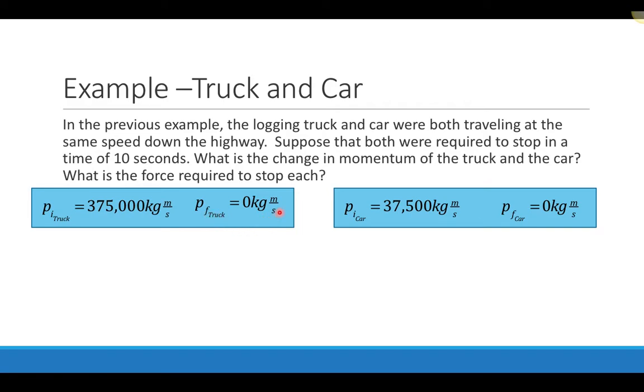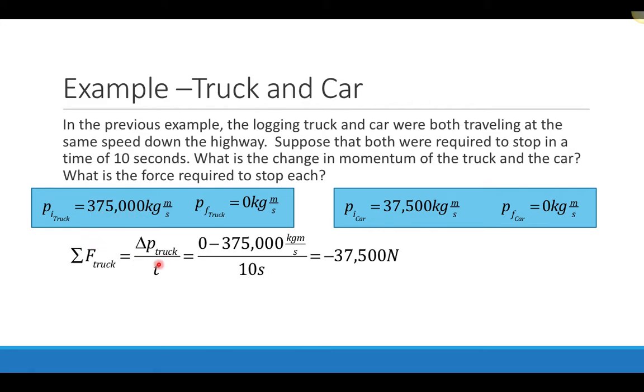If I was interested in the change in momentum of the truck and the car, well, change in momentum is final value minus initial value. For the truck, it would be 0 minus 375,000 kilograms meters per second. So the change in momentum of the truck would be negative 375,000 kilograms meters per second.